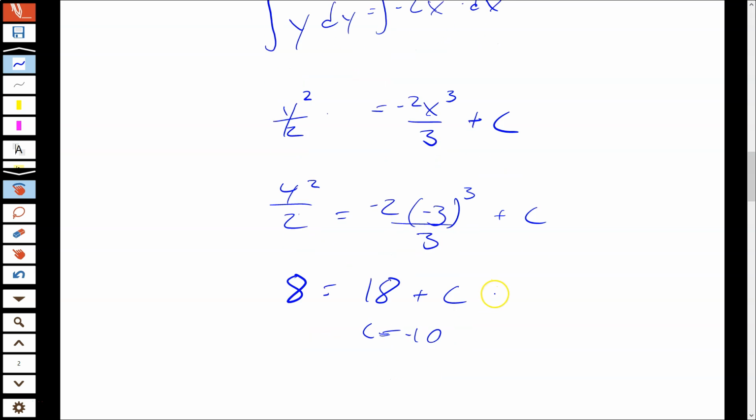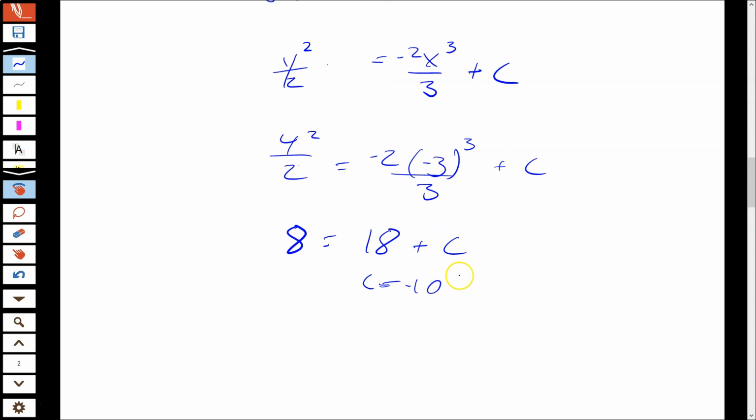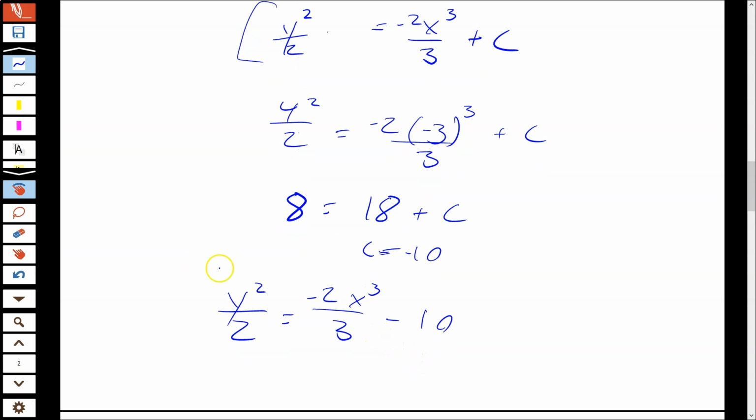Okay? So remember, my solution here is going to be an equation. So I'm going to go back up here to the results I got from integrating. And I'm going to have y squared over 2 equals negative 2x to the third over 3. And then I'm going to plug in my c. So I'm going to say minus 10. And this is the solution for my differential equation. On the AP exam, it's fine to leave it like this. And this looks kind of ugly because it's not solved for y.